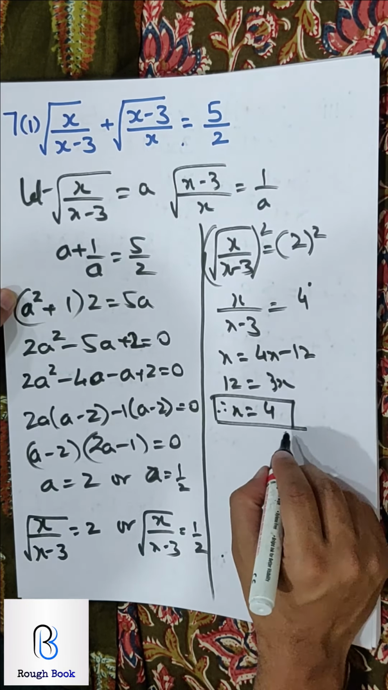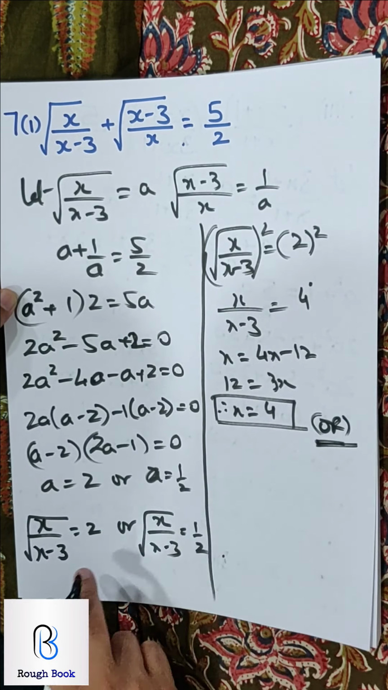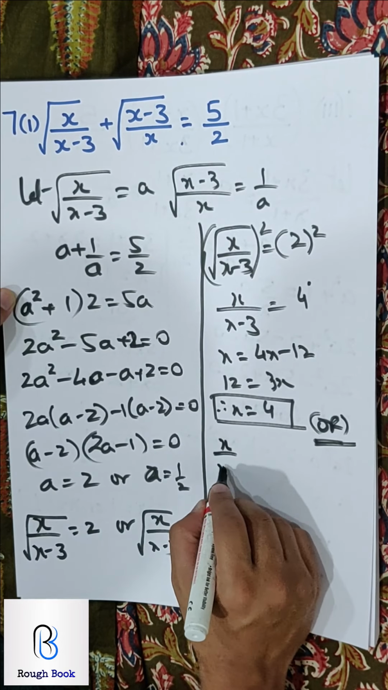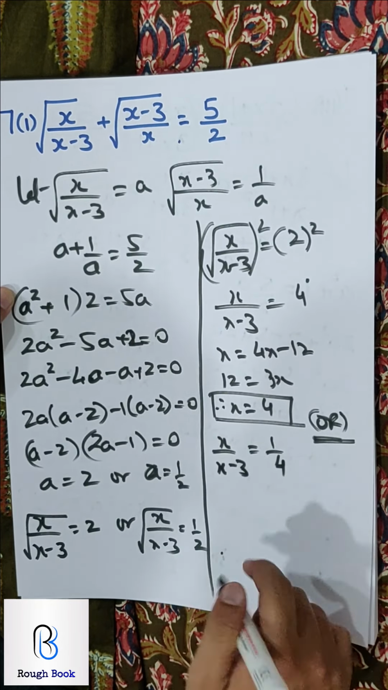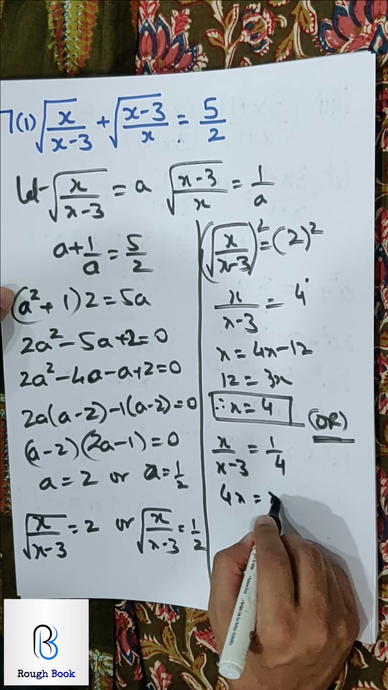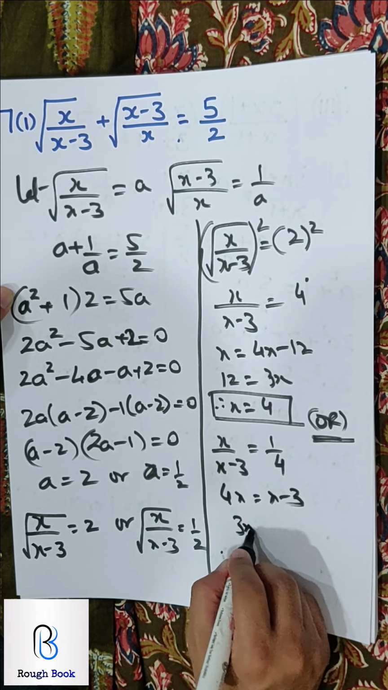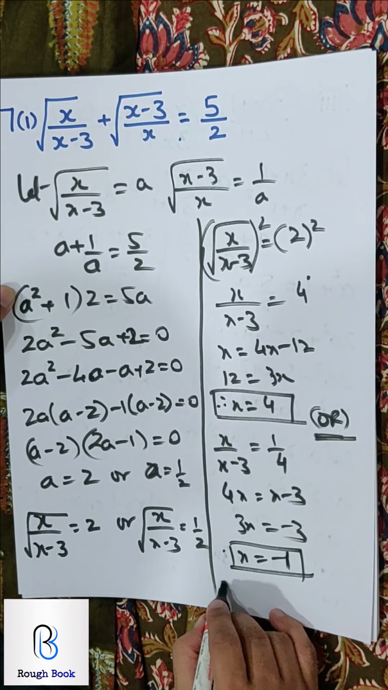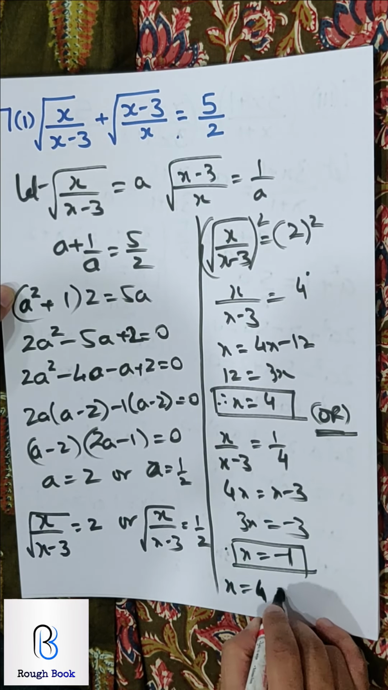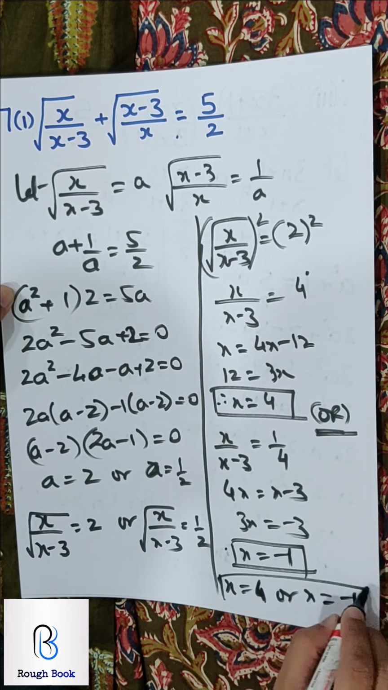Let's try the second part, or this one. So I am squaring it directly since I don't have a lot of place. So root goes and this becomes 1 by 4. Cross multiply: 4x equals x minus 3. So 3x equals minus 3. So x becomes minus 1. So final answer, x is equal to 4 or x is equal to minus 1.